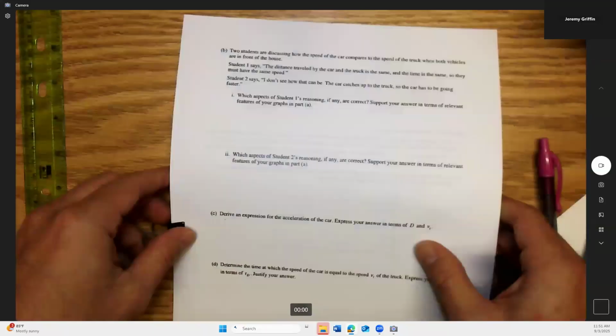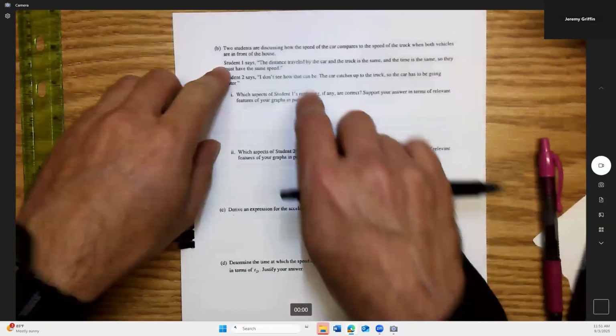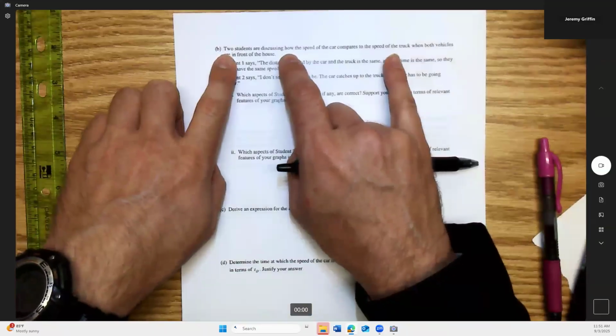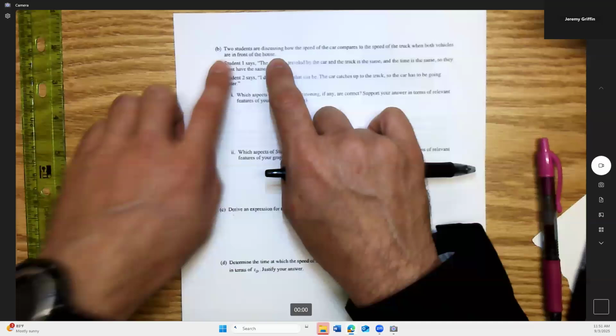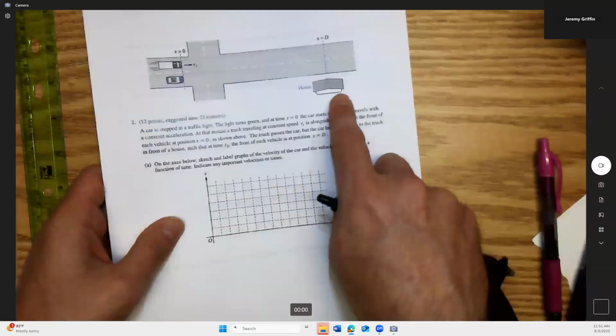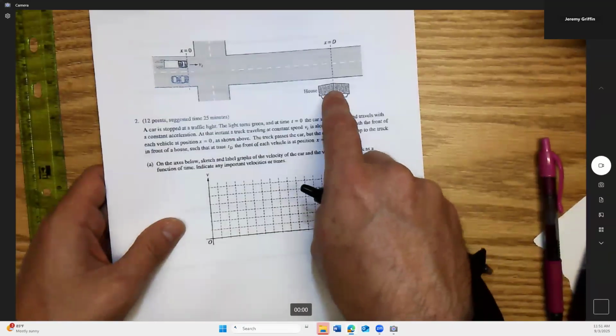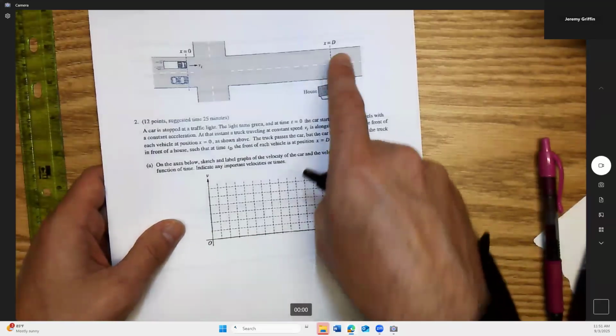Okay? I'm going to read the rest of these with you guys. So part B says two students are discussing how the speed of the car compares to the speed of the truck when both vehicles are in front of the house. So in front of the house, suppose there's some guy inside the house with a radar gun, and he's measuring how fast those vehicles are going, right?